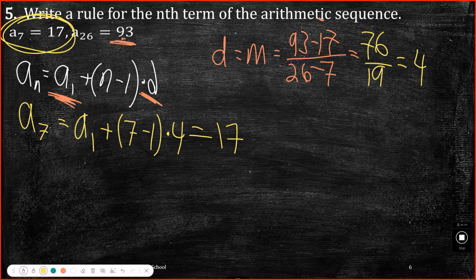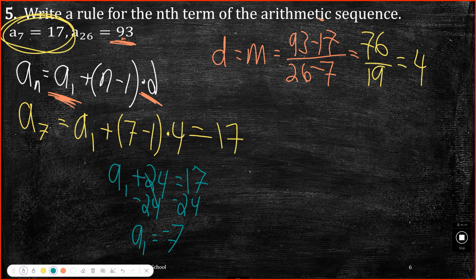And now we can solve for A1, because all we needed was d. So A1, bring it down. What's 7 minus 1? 6. And what's 6 times 4? 24. How do I get the A1 by itself? Subtract 24. 17 minus 24. A1 equals what? Negative 7. We have found our A1 and our common difference. We plug them in, and we have found the rule.